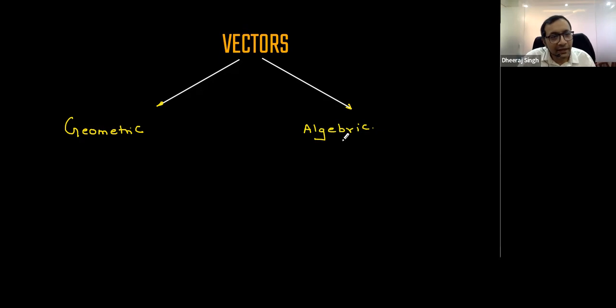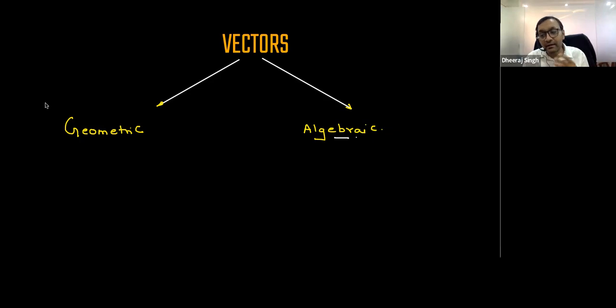I think the algebraic spelling is incorrect, right? There is a spelling mistake. Can anybody help? What is this? Good, Jashan knows. Oh, is it only me who doesn't know? Algebraic. Okay, all right.